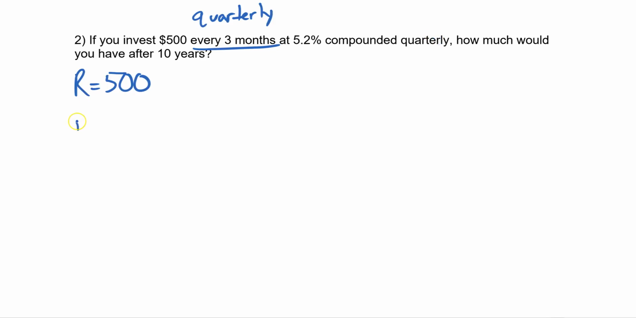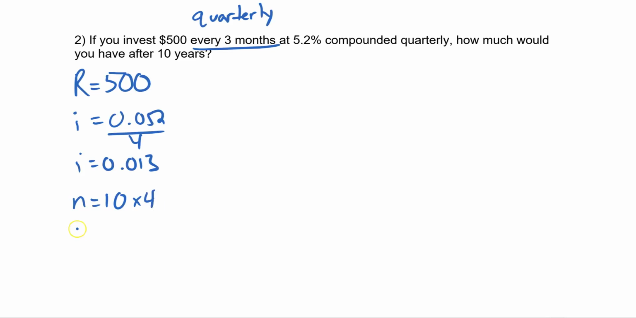So as we mentioned, the compounding interval and the payment interval will be the same. So 0.052 divided by 4, because it's quarterly, will give me 0.013. And we want to know how much will you have after 10 years. Now, if 10 years are going by, remember that we're earning interest 4 times a year. So we get N is equal to 40.